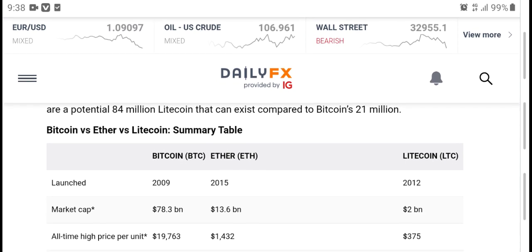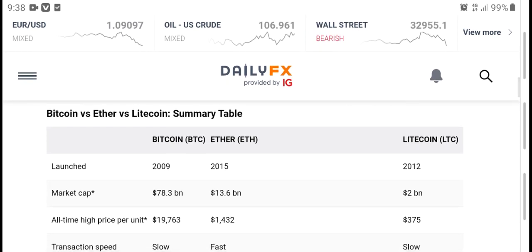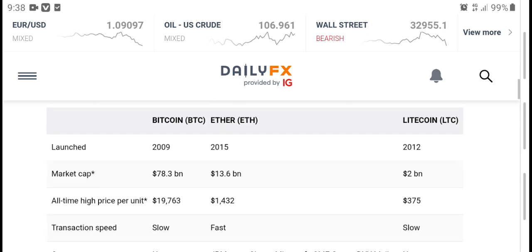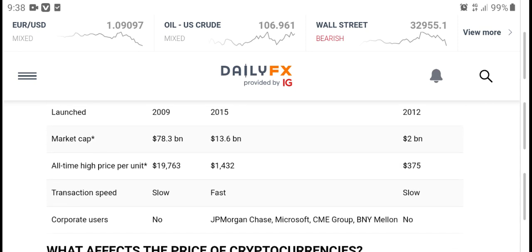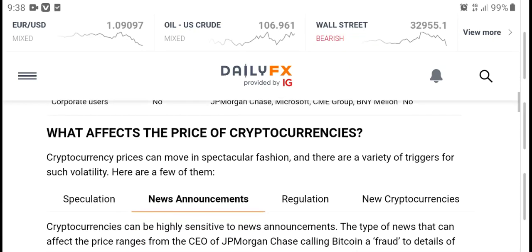Bitcoin BTC, Ethereum ETH, Litecoin LTC. What affects cryptocurrency prices?